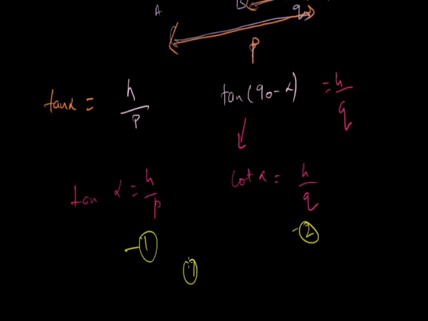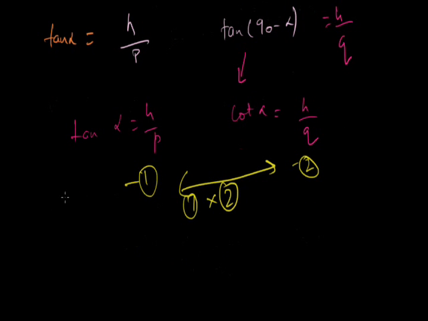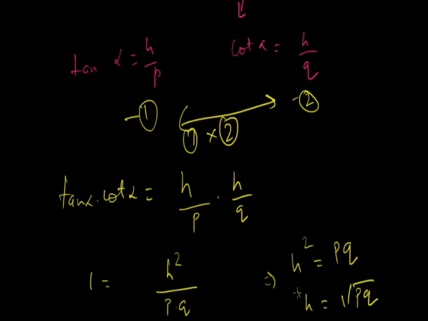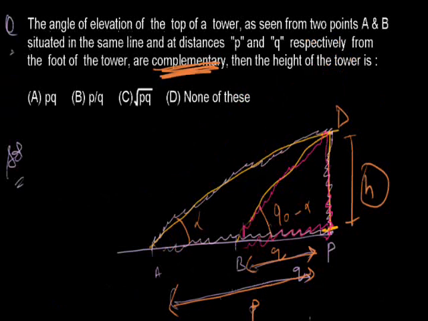If you multiply these two equations, 1 and 2, you get tan alpha into cot alpha is H upon P into H upon Q. Now tan alpha into cot alpha is 1, H into H is H square, P into Q is PQ. Therefore I can say H square is PQ and H is under root of PQ. Hence the height of the tower is root of PQ. Therefore the answer is C here, root of PQ.